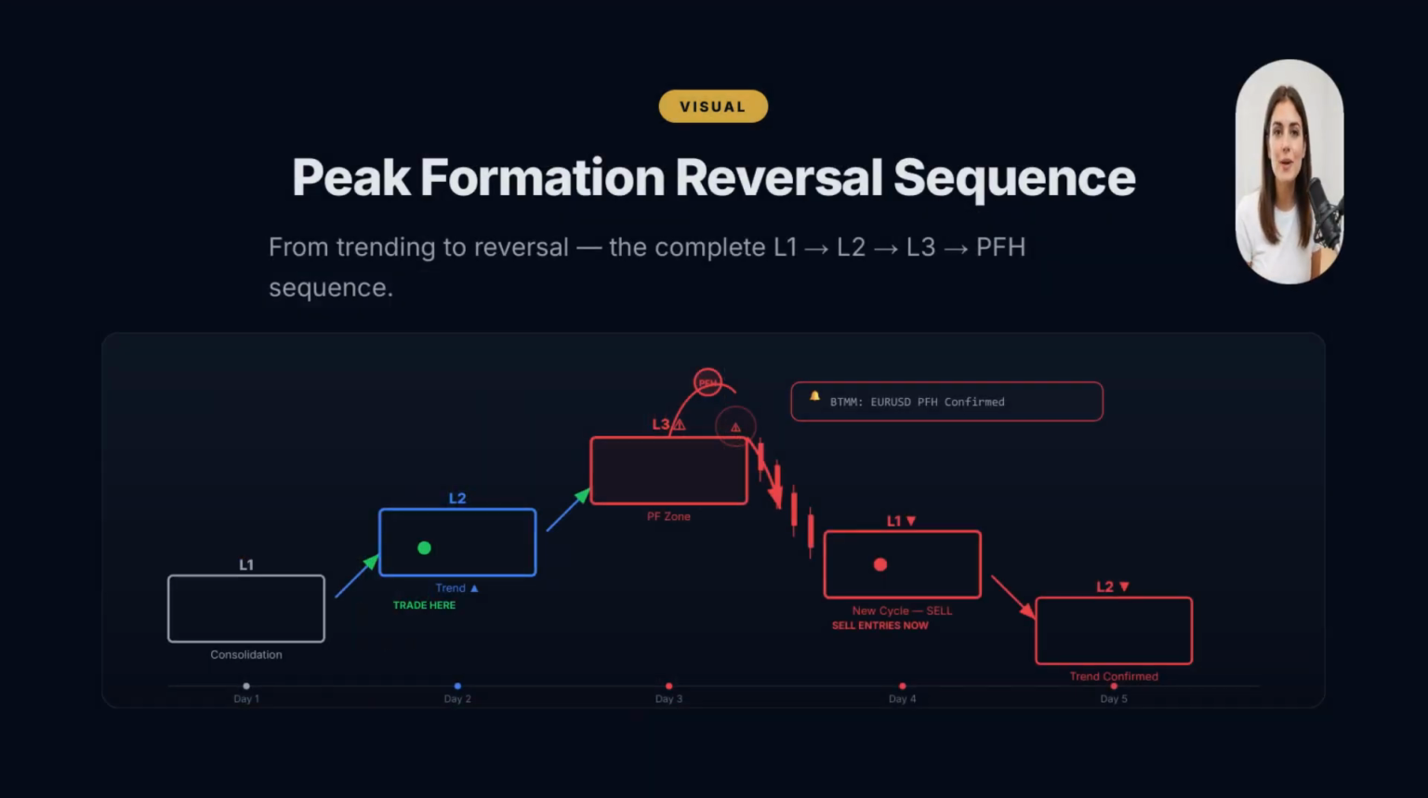This shows a peak formation reversal sequence. The market has been trending up through L1, L2, and into L3. At L3, the indicator warns of a potential peak. Then a clear down break confirms PFH, peak formation high. The cycle resets. Now you trade sell setups only. The rooms change from blue to red. The alert fires. This is where the big money reversal trades happen.